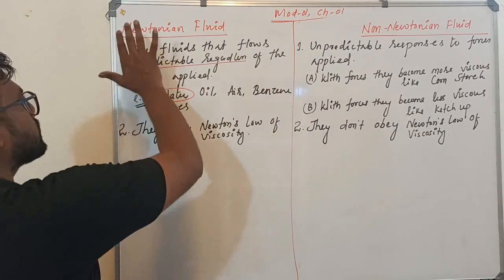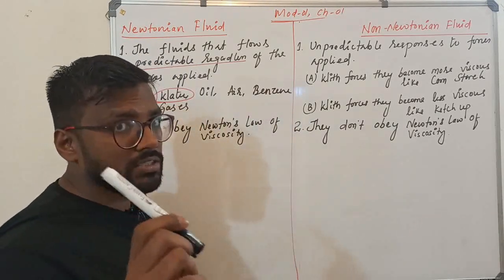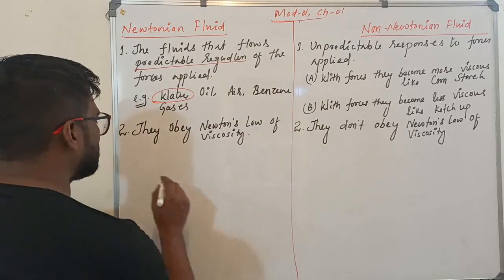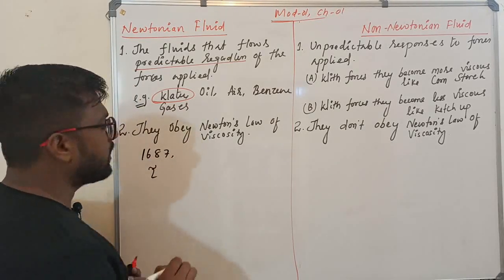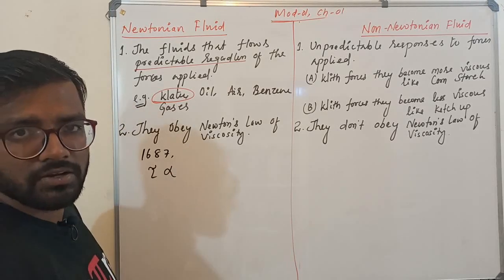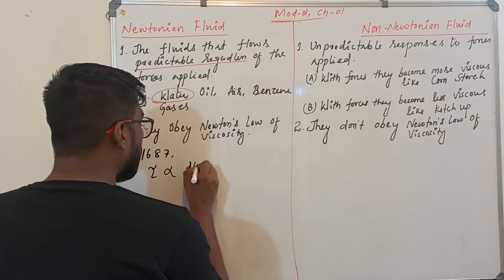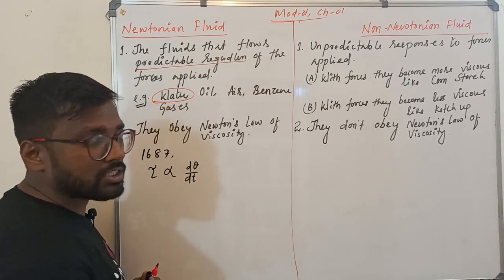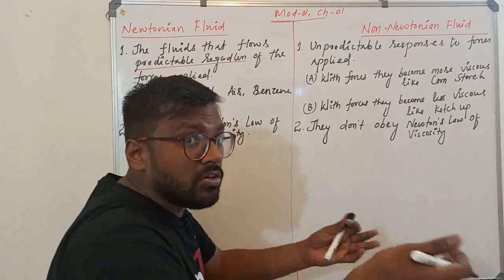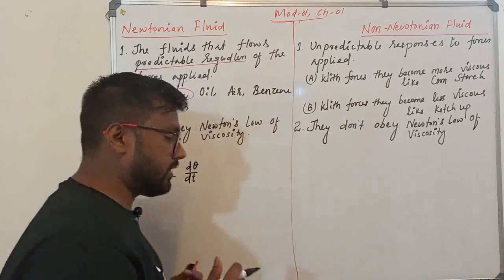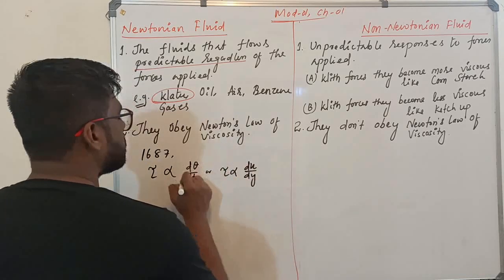Now, the second point: Newtonian fluids obey Newton's law of viscosity. If you remember, in our lecture 3, we discussed Newton's law of viscosity in detail. Around 1687, Newton said the shear stress required to maintain the fluid flow is directly proportional to the rate of shear strain, or rate of angular deformation, or velocity gradient. Tau is proportional to du by dy. This is your velocity gradient, the rate of shear strain.